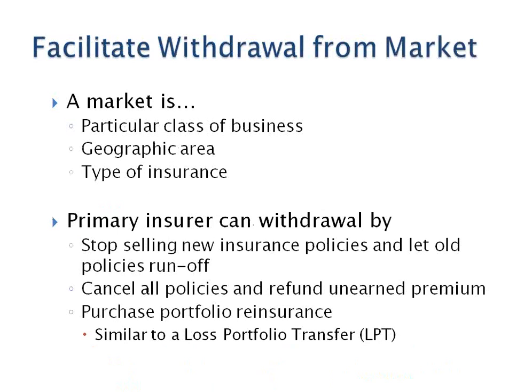Reinsurance also facilitates withdrawal from a market. When we talk about a market, that's a class of business, geographical area, or type of insurance. I mentioned we're pulling out of California. That was facilitating withdrawal out of California for homeowners insurance. So it was a particular class of business, a geographic area, and a type of insurance as well. Typically, reinsurance allows for that to happen. As a primary insurer, they'd stop selling new insurance policies and let the old policies run off. For homeowners, it's a year at a time, so they would just say, okay, we're not going to renew. But while those policies are in force, they still need to maintain coverage.